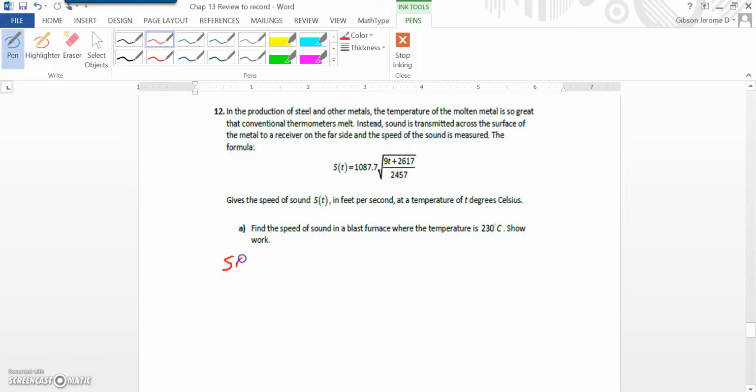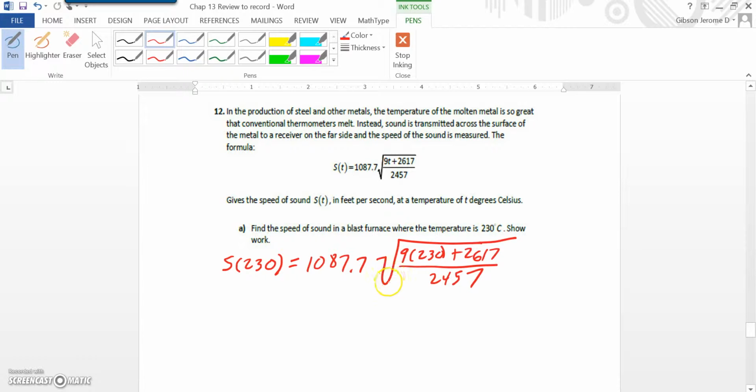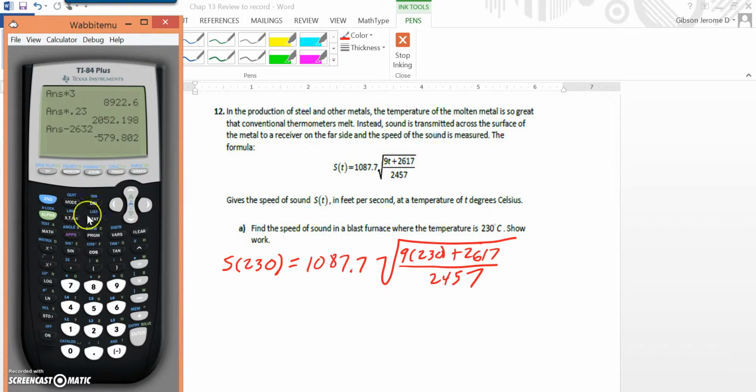So we have S of 230, and we know it's degrees Celsius, is equal to 1087.7 times the square root of (9 times 230 plus 2,617) all over 2,457. Now, we can put this in our calculator, which we can do here.